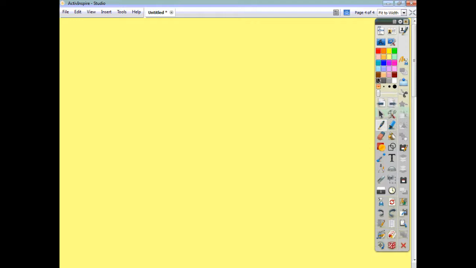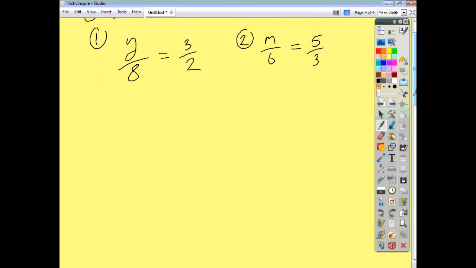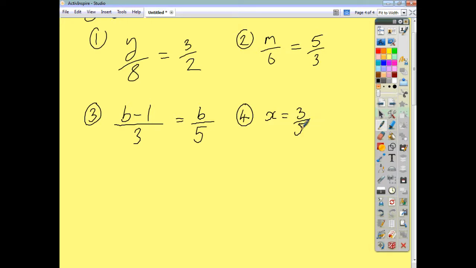Okay, so here's 4 questions for you to do. We'll ask you to solve these 4 questions. Question 1: y over 8 is equal to 3 over 2. Question 2: m over 6 is equal to 5 over 3. Question 3: b minus 1 over 3 is equal to b over 5. And finally, question 4: x equals 3/5 of x minus 1.